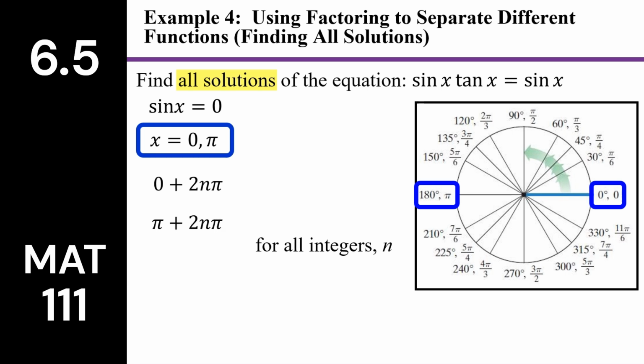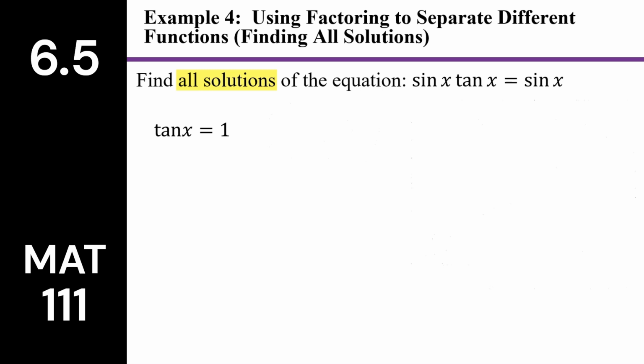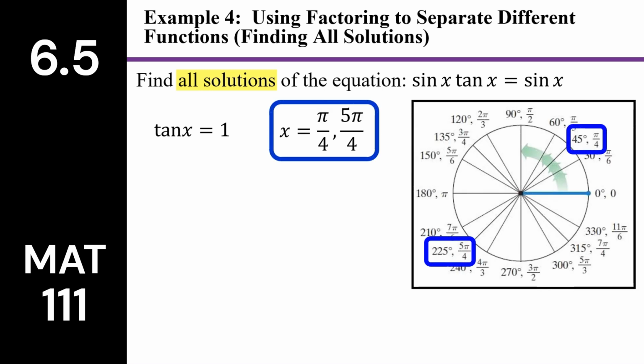If we add multiples of 2 pi, then we'll get all the family of values that are on 180 degrees. Now, it turns out that these two solutions can be simplified down into one solution because these two angles are evenly spaced around the circle. We can start at 0 and go half a circle around in either direction an infinite number of times to get all the solutions. 0 plus n pi is a way to write these two solutions as one expression. So that's our answer.